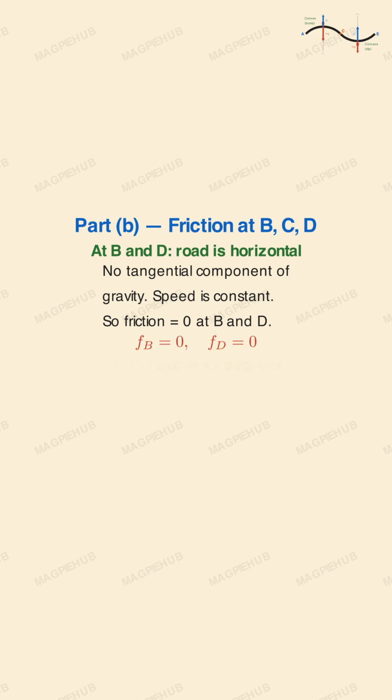Part B, friction. At points B and D, the road is horizontal. There is no tangential component of gravity along the road surface. Since the speed is constant, no tangential force is needed. So friction is 0 at both B and D.